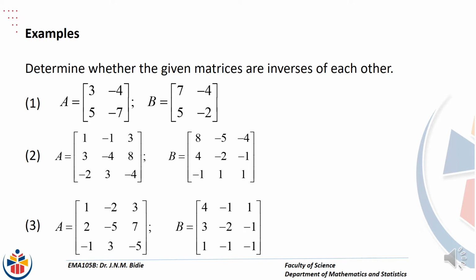Note that for number 1, you'll have an identity matrix of order 2. That means you'll have 1, 0, 0, 1. For number 2 and number 3, you'll have 1, 0, 0, 0, 1, 0, 0, 0, 1. That means an identity matrix of order 3.